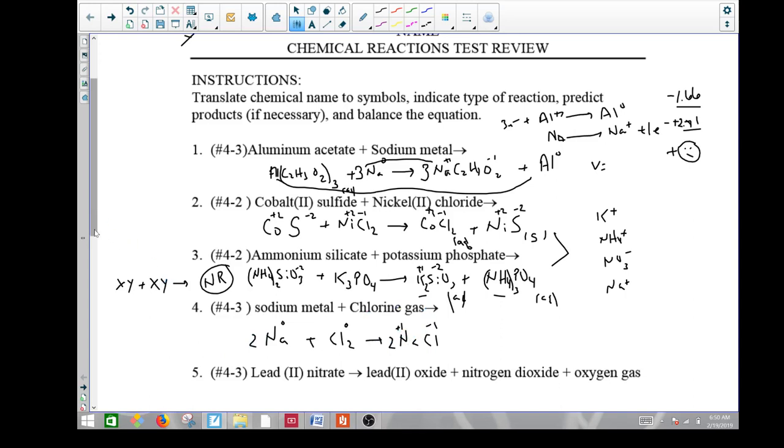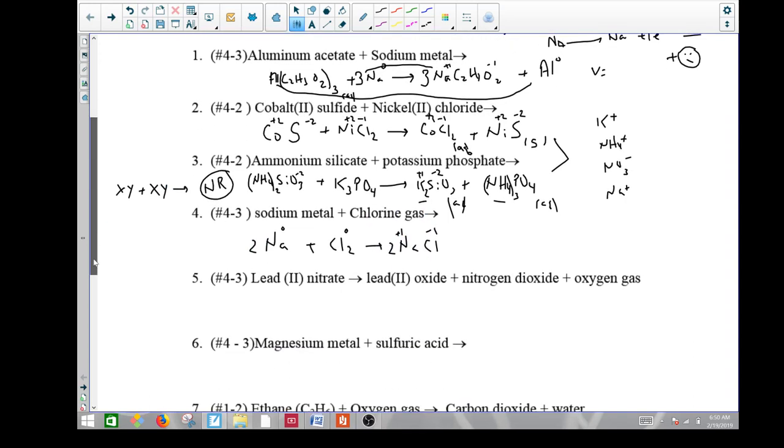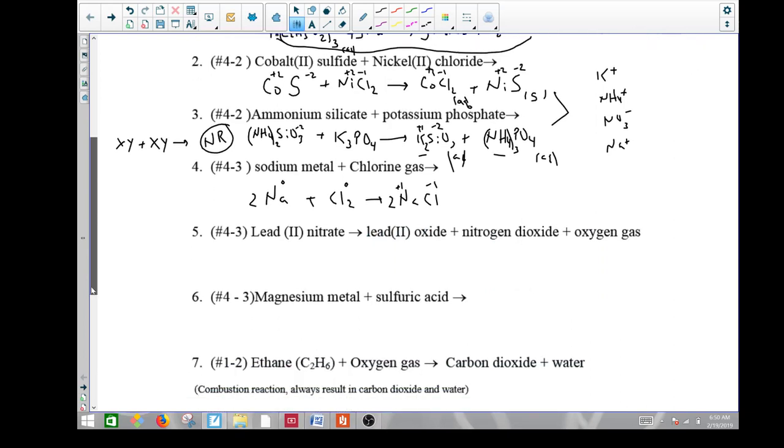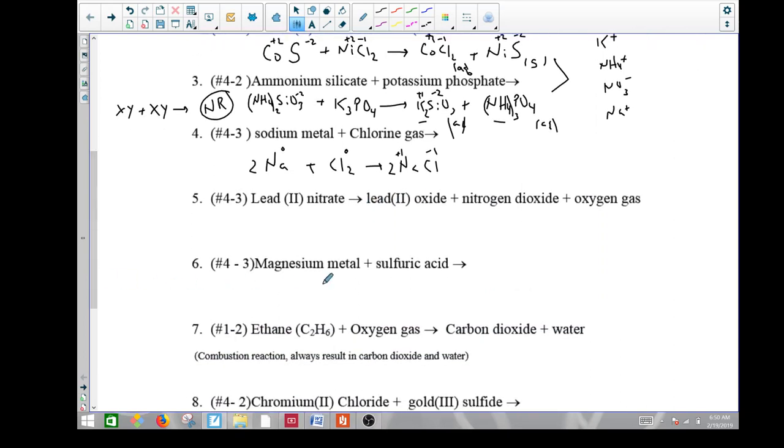Alright, moving along. This is example number 5 of just a decomposition reaction. In this case, we don't know necessarily what something is going to decompose to. It would need to be tested in the lab, but either way, we give you the whole thing. So this is simply a translate. I'm not going to give the answer for this one, just translating these words is all we're looking for, and balancing. Alright, magnesium metal and sulfuric acid.